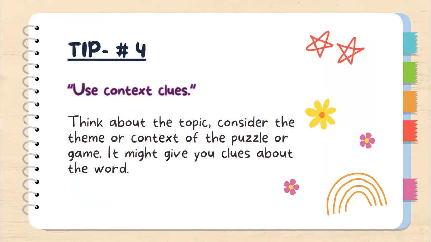Tip number 4, use context clues. What are context clues, you might ask? Think about the topic. Think about the theme of the word. Imagine you are playing a game with your classmates. Okay? Consider the context of that game. Consider the theme of that game. It will give you clues about the word.